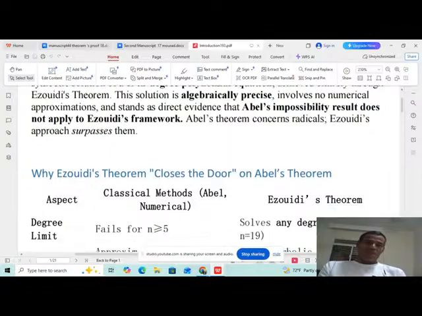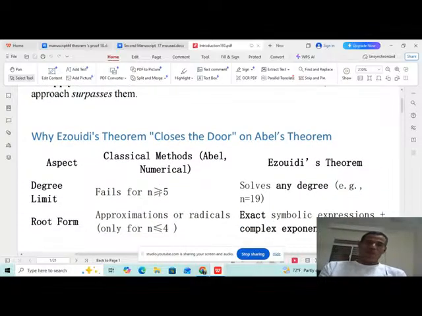So here I will ask you a question. Why does the Ezouidi theorem close the door on Abel's theorem? Let's see here: in the first column we have aspects, degree limits, and root form. In the second column, we have the classical method, Abel's, and numerical. And in the third column, we have the theorem of Murad Sultan Ezouidi, or the Ezouidi theorem.